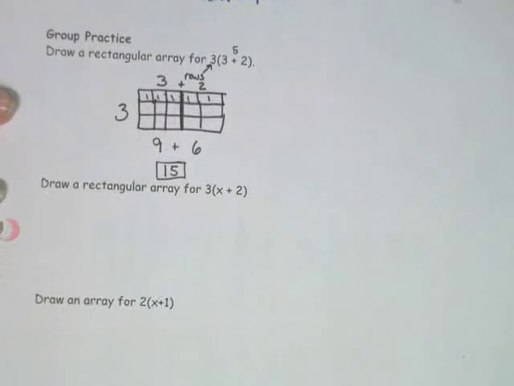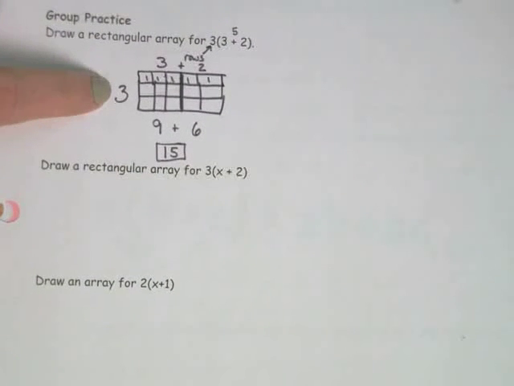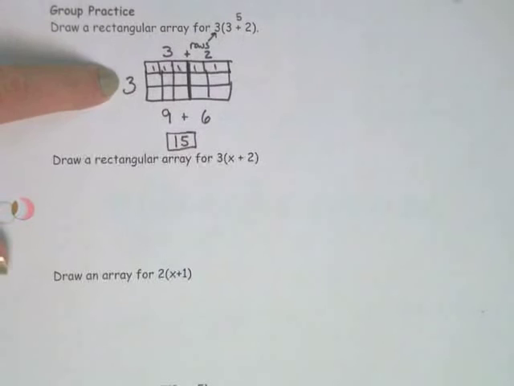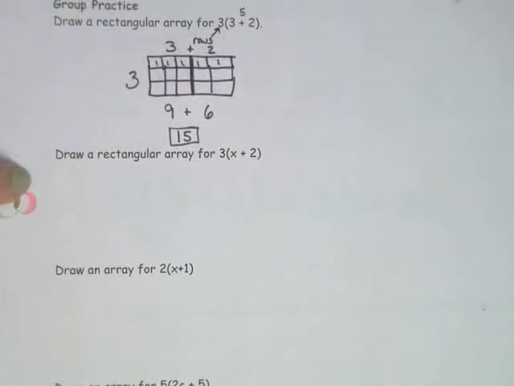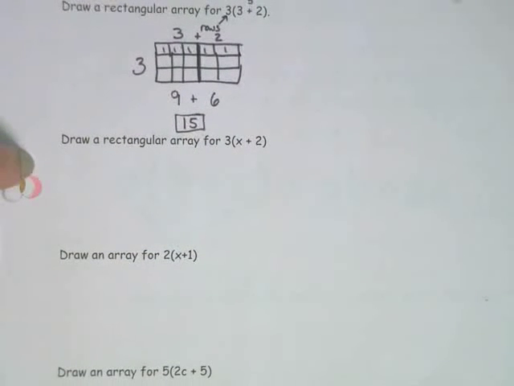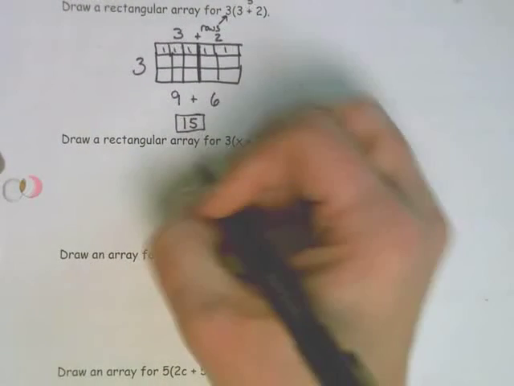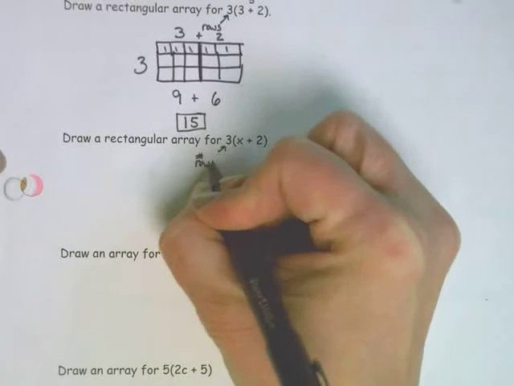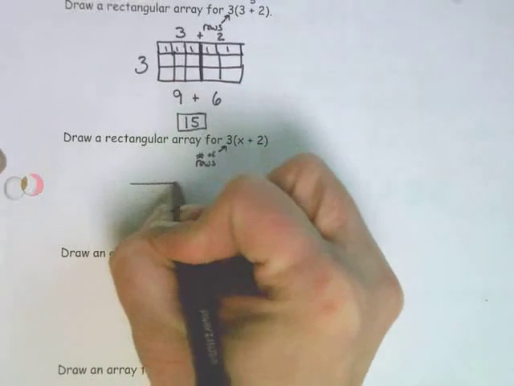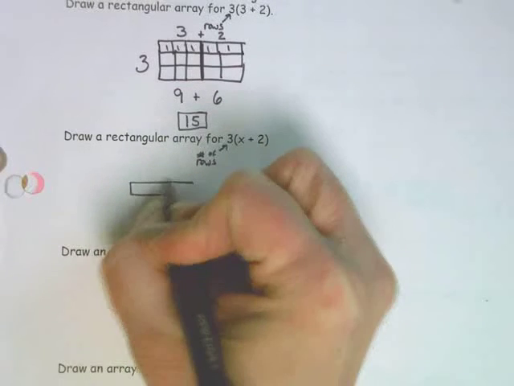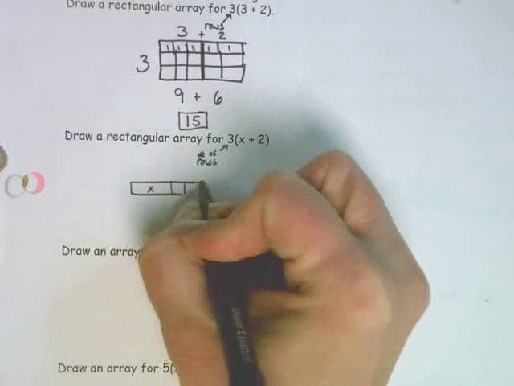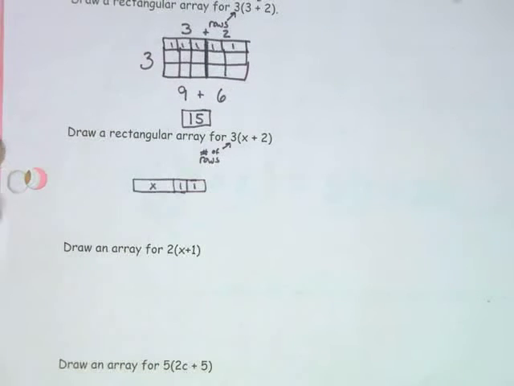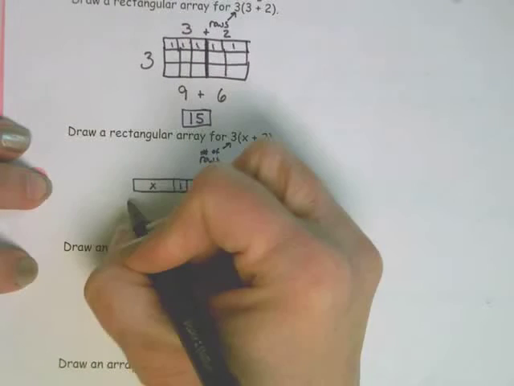So that was a basic one. We probably wouldn't do that very often because it didn't have any variables on there. Let's try one with variables. Draw a rectangular array for 3 and then x plus 2. So this is going to be my number of rows. I'm going to make my x plus 2 first. Here's my x, let's say, and then I'm going to stick 2 more 1's on the end there. Make that a little long. And I want 3 rows of that.